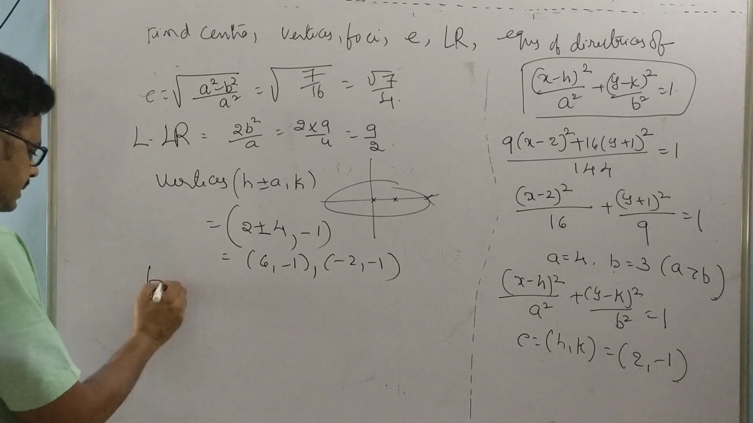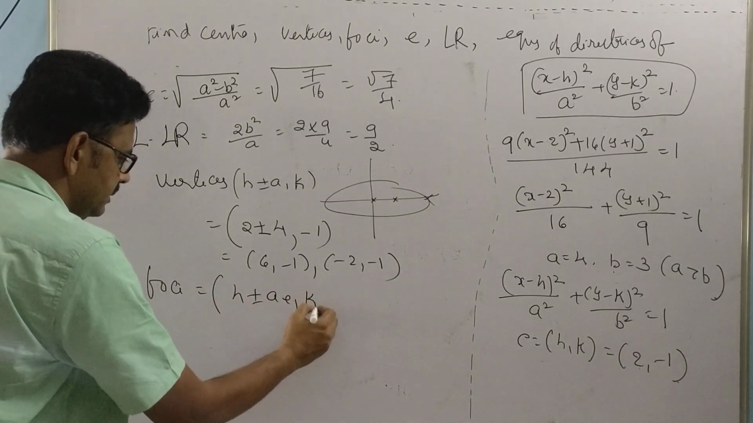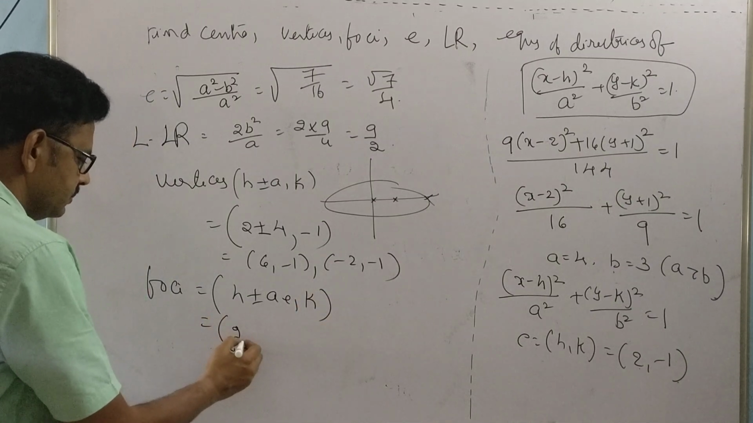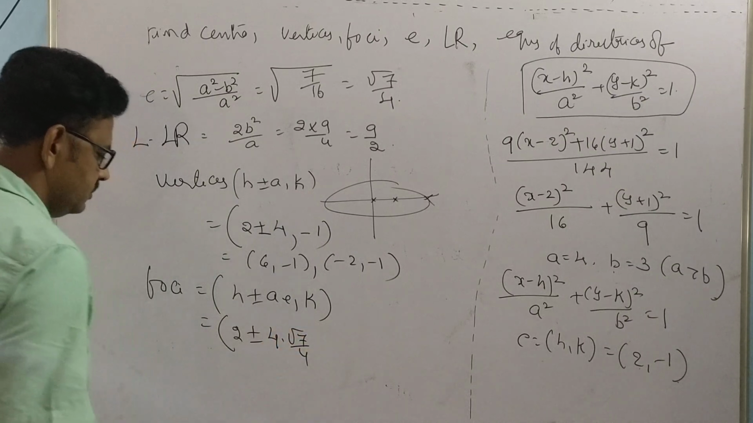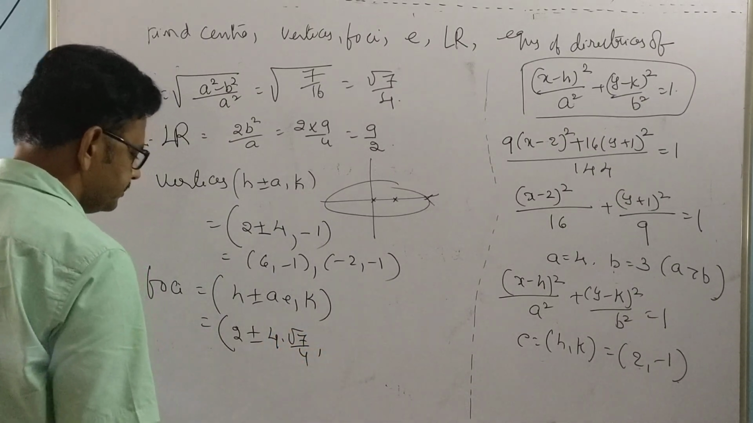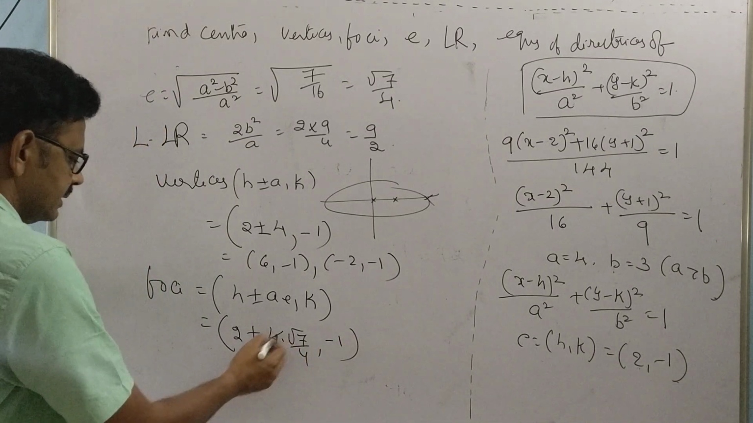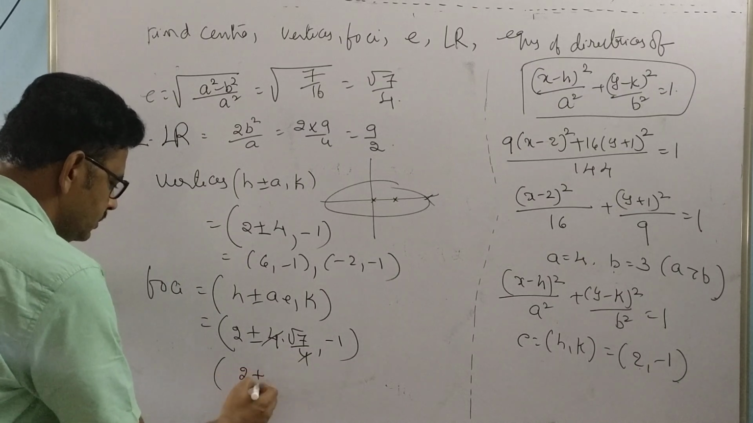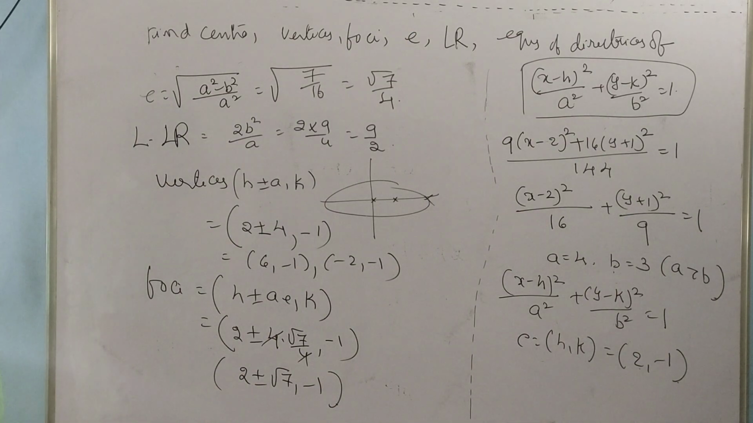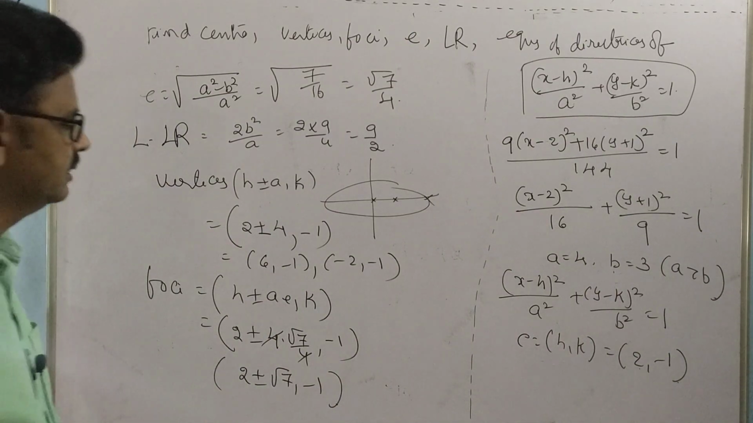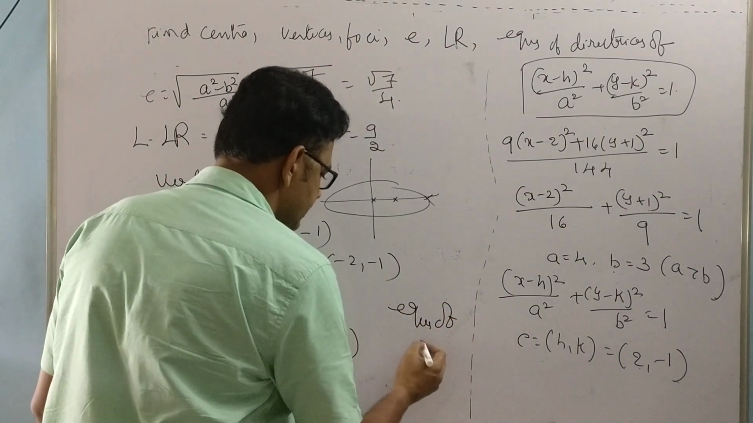Next, coordinates of foci: (h ± ae, k). Here h is 2, a is 4, e is root 7 by 4, and k is -1. So the 4 cancels, giving (2 ± root 7, -1). These are the coordinates of foci. Next one, equations of directrices.